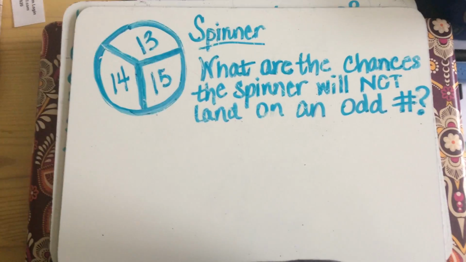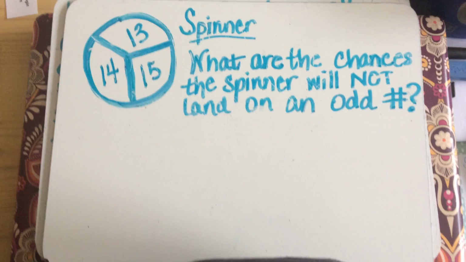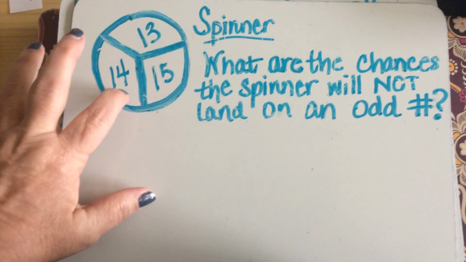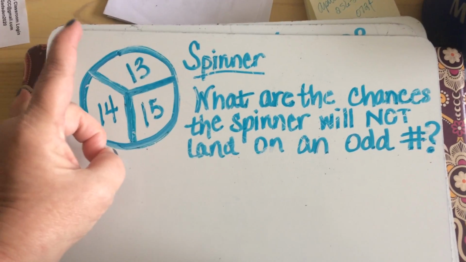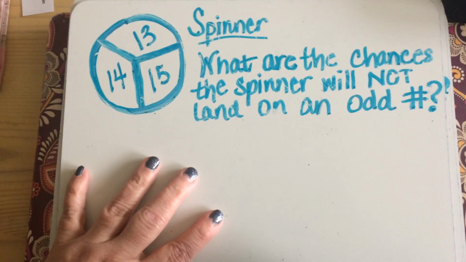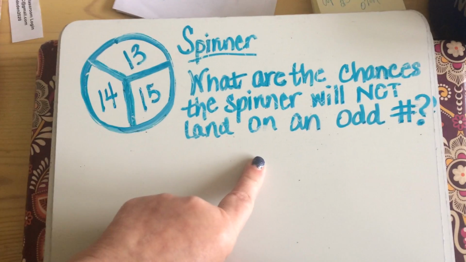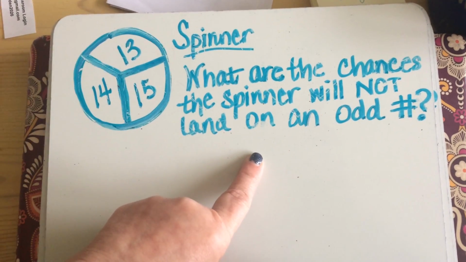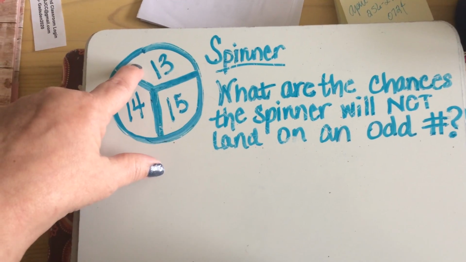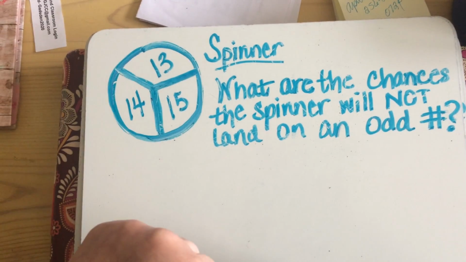When we look at our life game at school, we have a spinner. And we're going to pretend like this is a spinner, just like in the life game. And if I had a thing that I thumped and it went around and around, just like the spinner does, we want to know what are the chances that the spinner will not land on an odd number. Well, let's see. There are 3 sections. One is a 13, one is a 14, one is a 15.